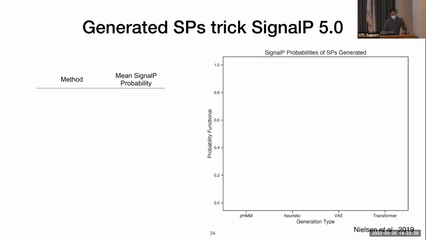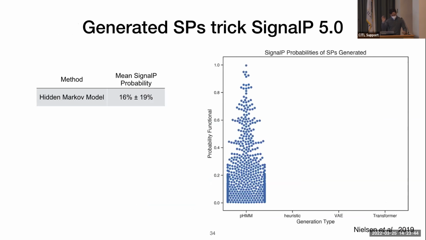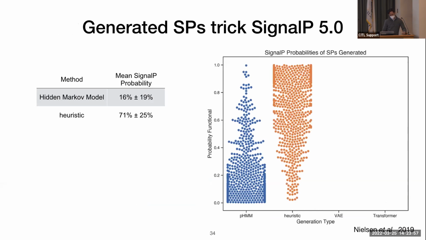And after training, the first computational measure was, can we trick a signal peptide annotation model, which looks at the whole protein and gives you the probability that there is a signal peptide and where the cleavage site is. So we start with some simple models. A hidden Markov model is one that just generates by looking at the previous state. And these are pretty bad. So higher here is better. The heuristic I just described earlier, just generating using that, is actually much better than the hidden Markov model.